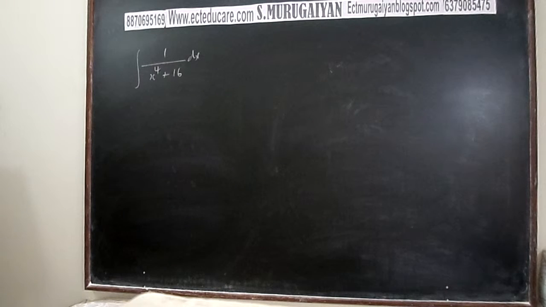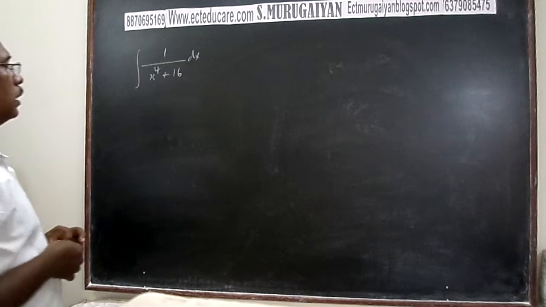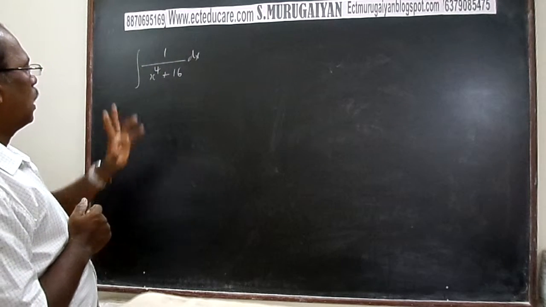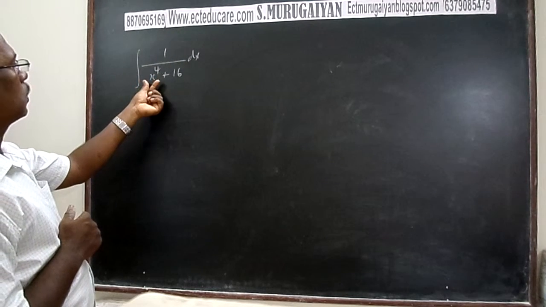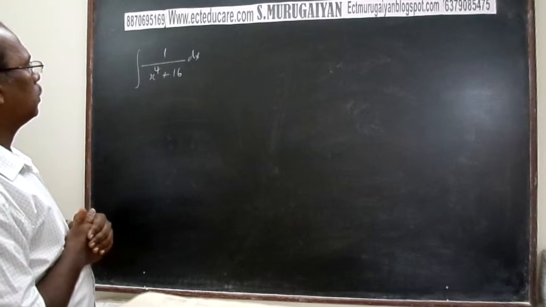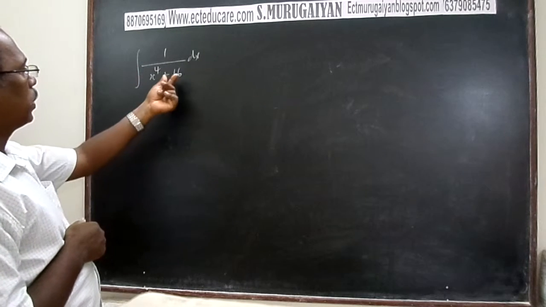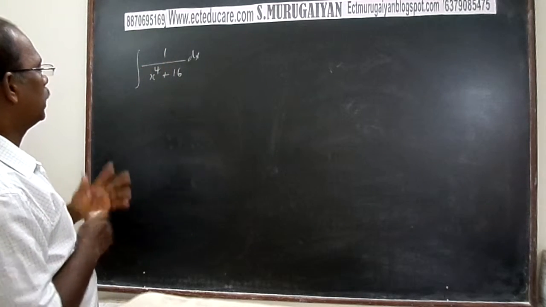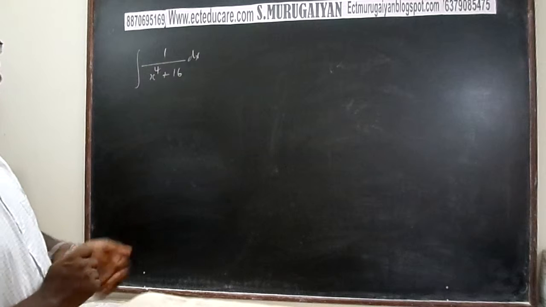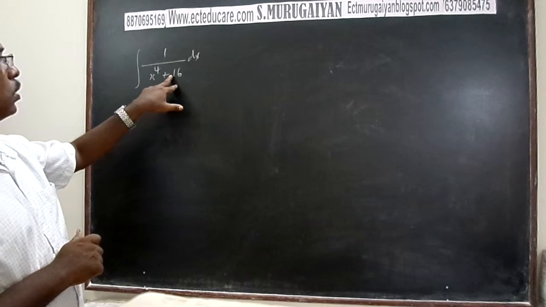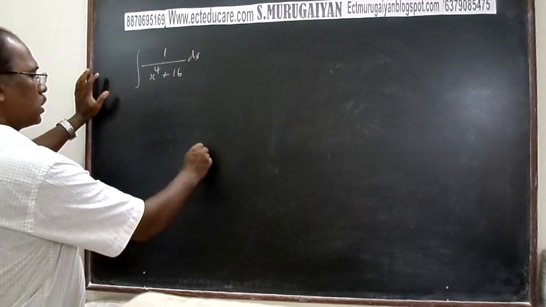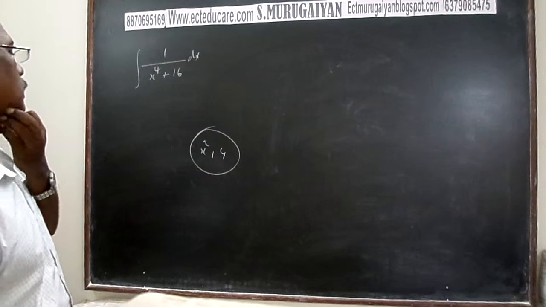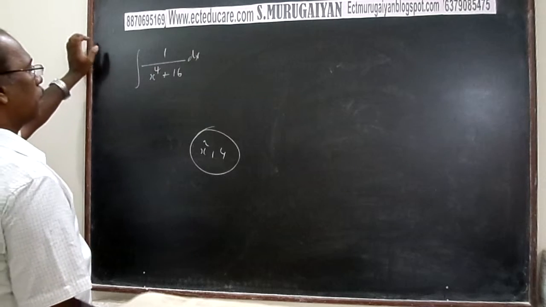The next question, 1 by x power 4 plus 16. So dear student, this is not in the standard form. Why? Because the square root of x power 4 does not exist in the numerator, as well as the square root of 16 is also not available in the numerator. So deliberately we need the x square term and the root of 16, that is 4. So x square and 4 should be included in the numerator.